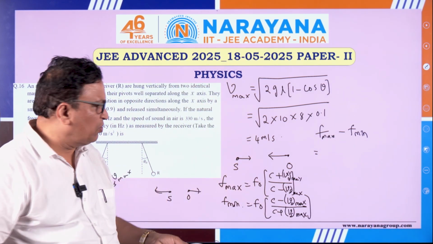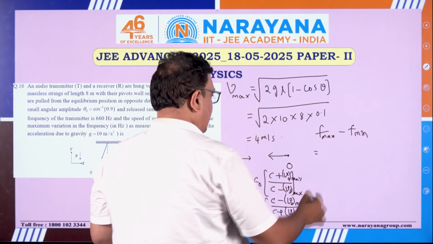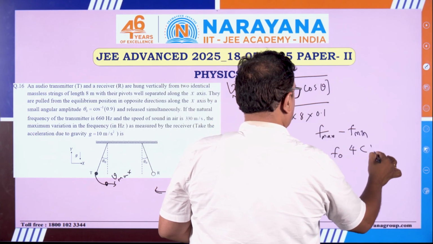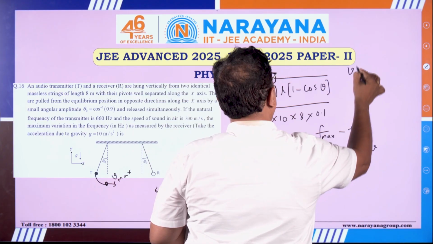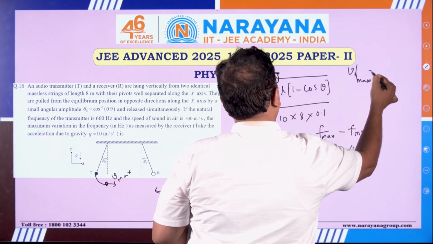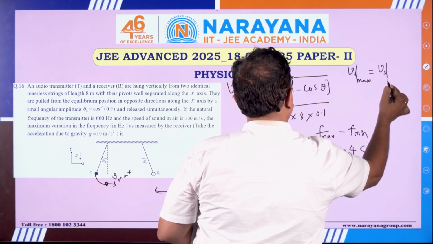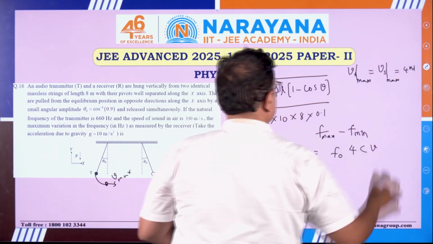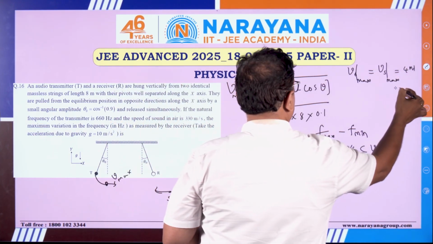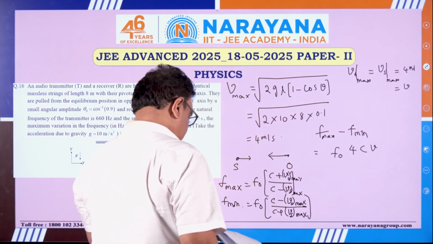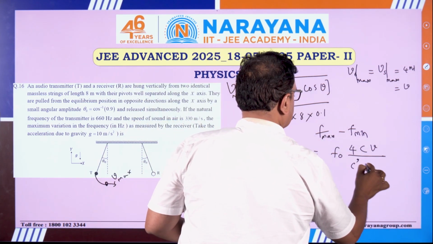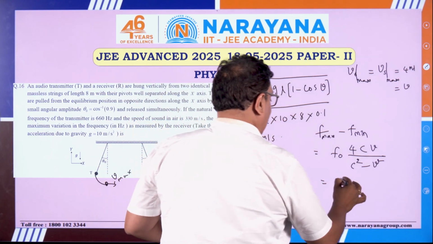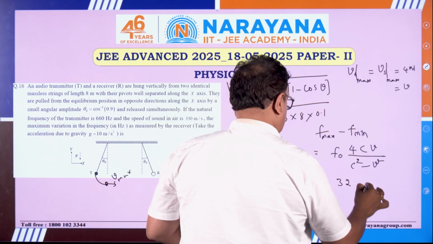Just do the calculation. Laborious calculation undoubtedly, by doing which I got it as F naught times 4C. Remember, V observer max or V source max, anything is 4 meter per second. So that I am writing for convenience as something by C square minus V square. By solving this, I got nearly 32 Hz.